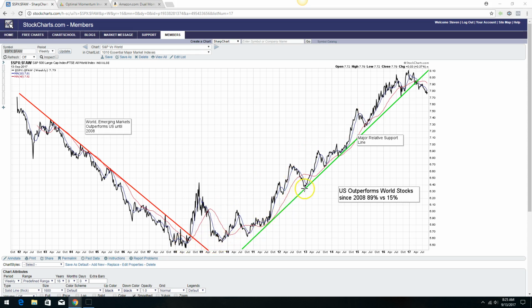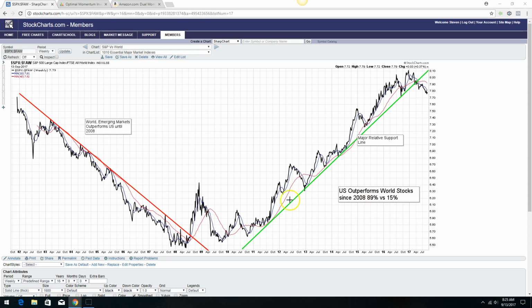But look at the trend line. This is a legitimate trend line. It has been touched 1, 2, 3, 4, call it 5, 6 times, okay? So U.S. stocks have outperformed world stocks 89% versus 15% since 2008.